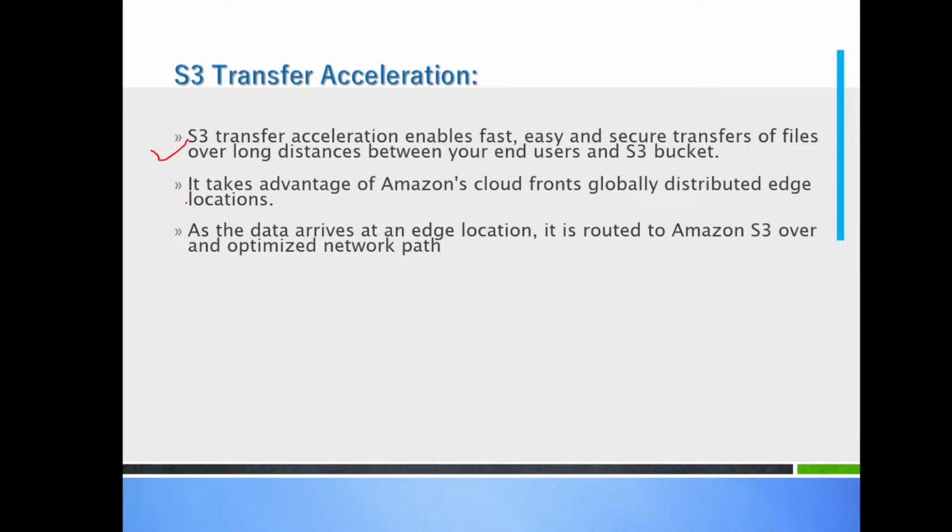What type of performance? Uploading and downloading the data. So it takes advantage of S3 and CloudFront global distribution edge locations. So you can see the edge locations. As the data arrives at the edge location, it is routed to S3 over an optimized path.